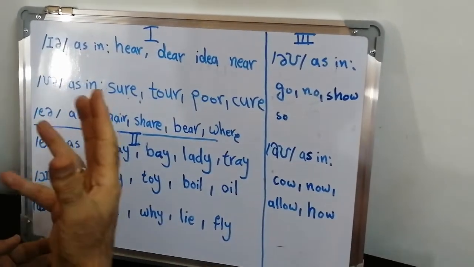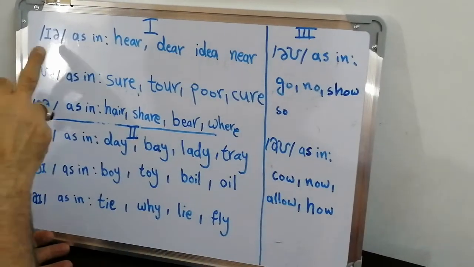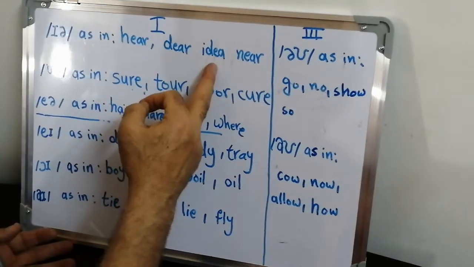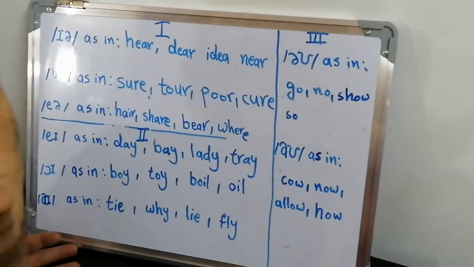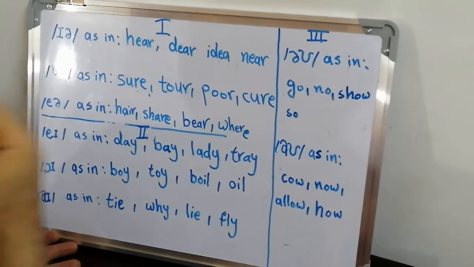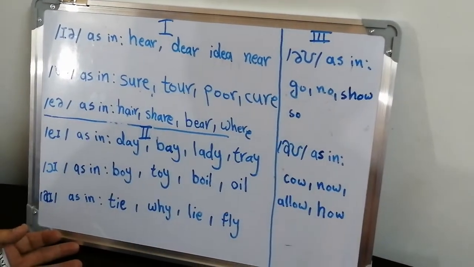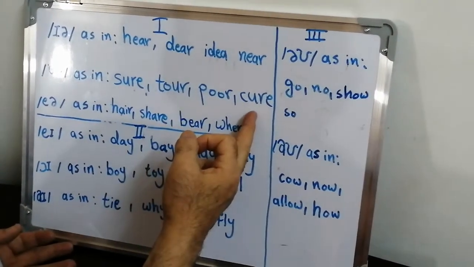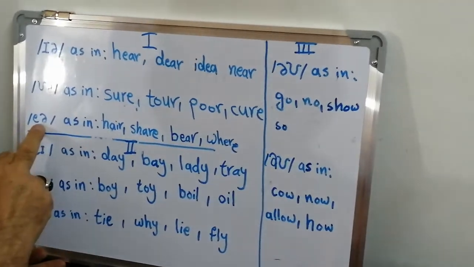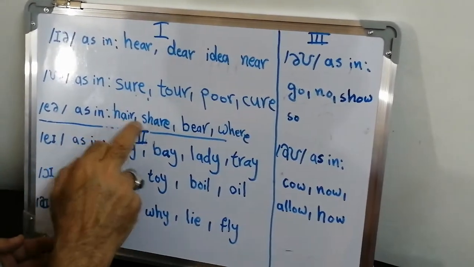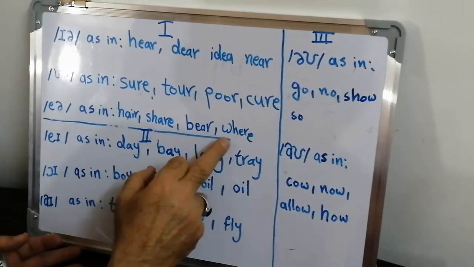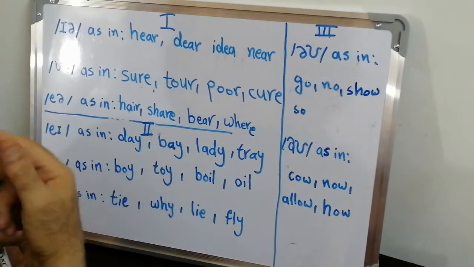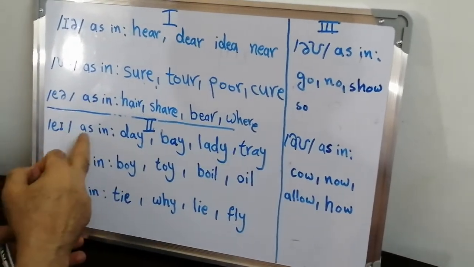You have vocabulary in your mind. Can you think of words other than these: here, dear, idea, near? What other words do you remember that also have this vowel sound? Similarly, "ua" as in sure, cure. And this vowel sound as in her, share, bear, where. What words can you remember which have these vowel sounds?